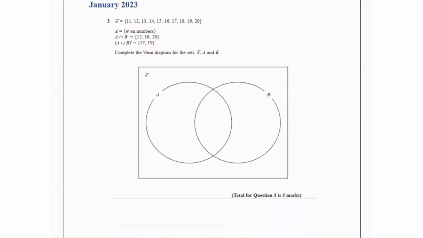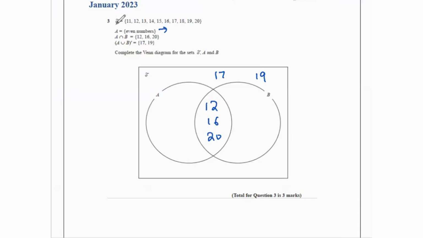Then it says that we have a universal set with elements 11, 12, 13, 14, 15, 16, 17, 18, 19, and 20. A is the set of even numbers. A intersection B is 12, 16, and 20. A union B complement is 17 and 19. We have to complete the Venn diagram for the sets universal, A, and B. If A intersection B is 12, 16, 20, that means these three numbers are in the middle. If A union B complement is 17 and 19, that means these are outside.